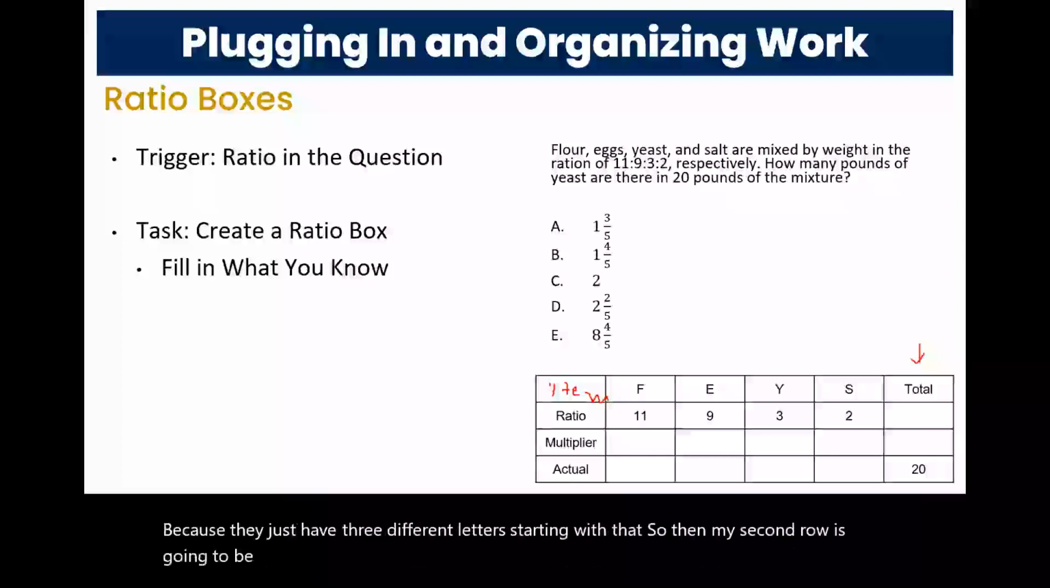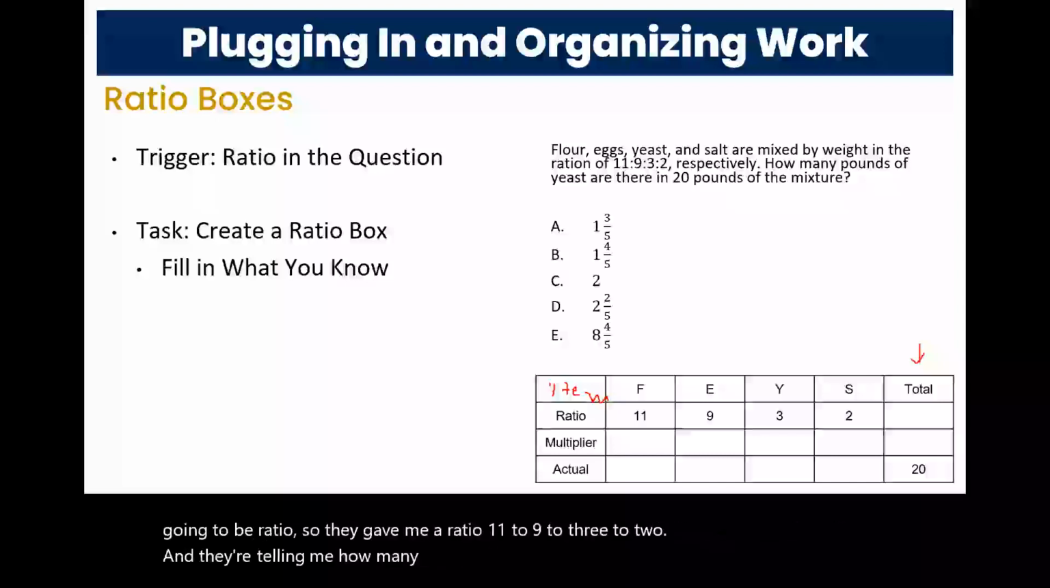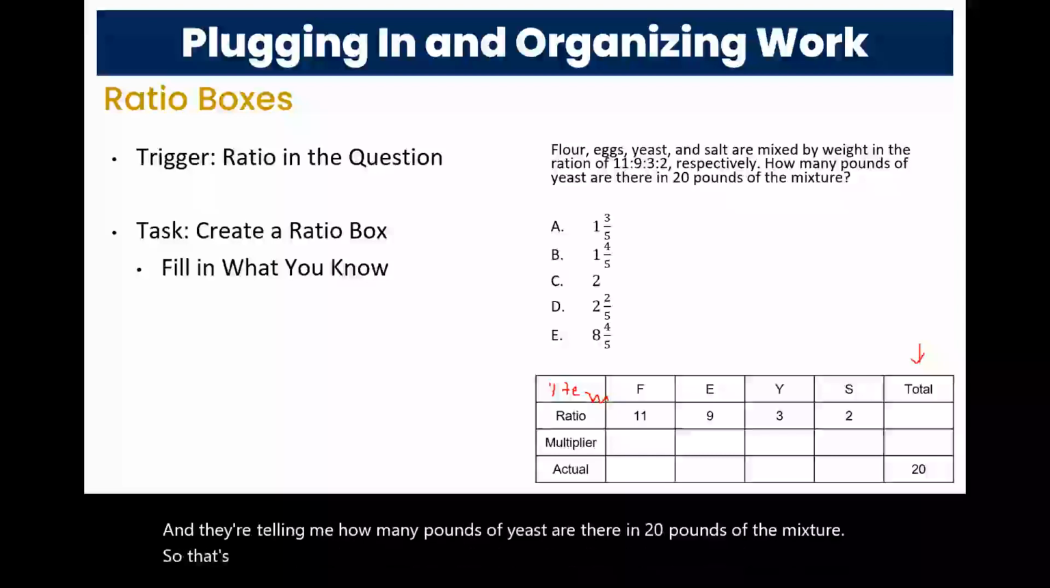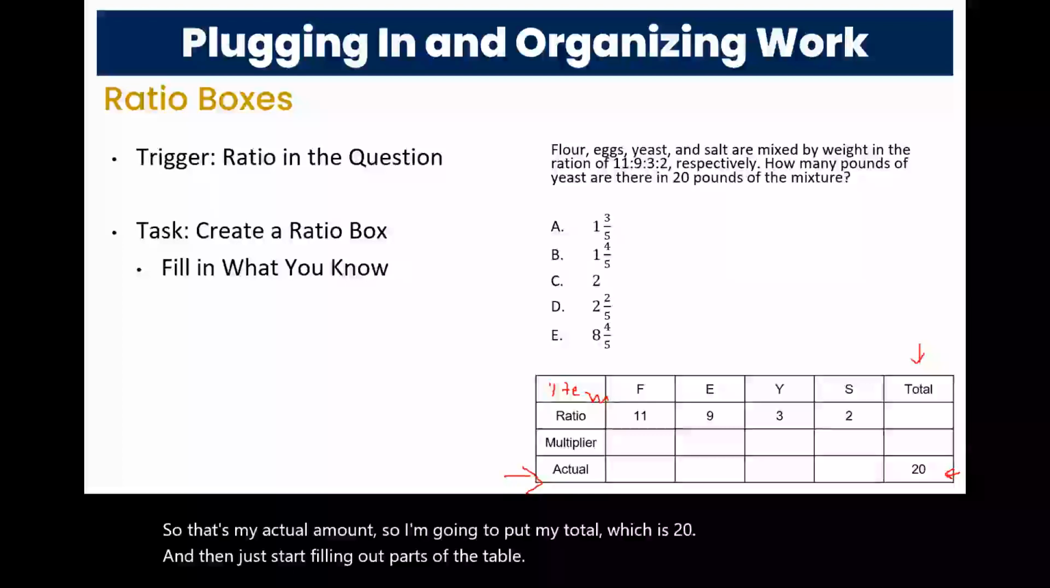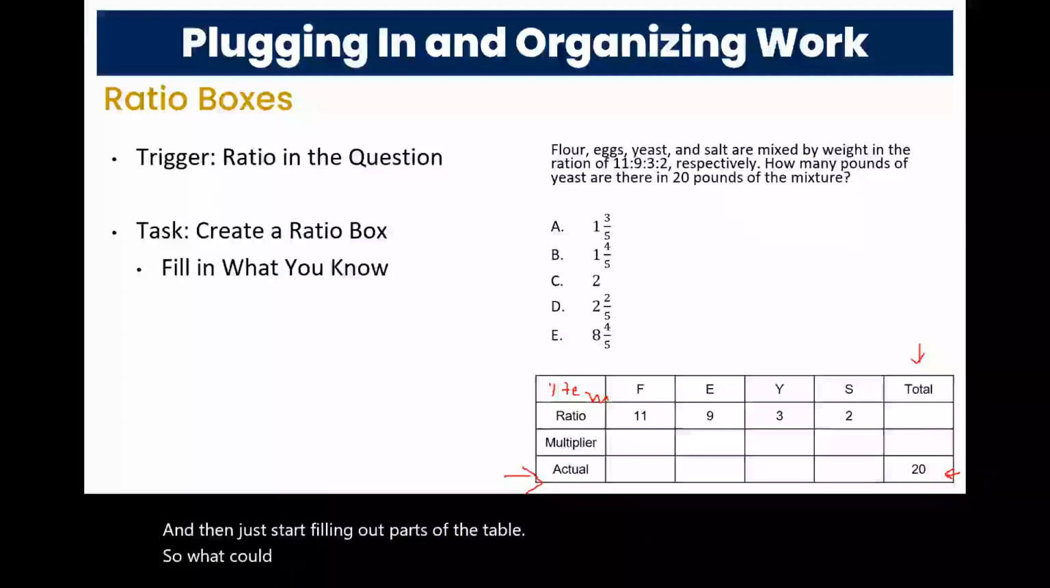So they gave me a ratio: 11 to 9 to 3 to 2. And then they're telling me how many pounds of yeast there are in 20 pounds of the mixture. So that's my actual amount. So I'm going to put my total, which is 20. And then just start filling out parts of the table. So what could I get from what I have now? What other box could I fill in here?